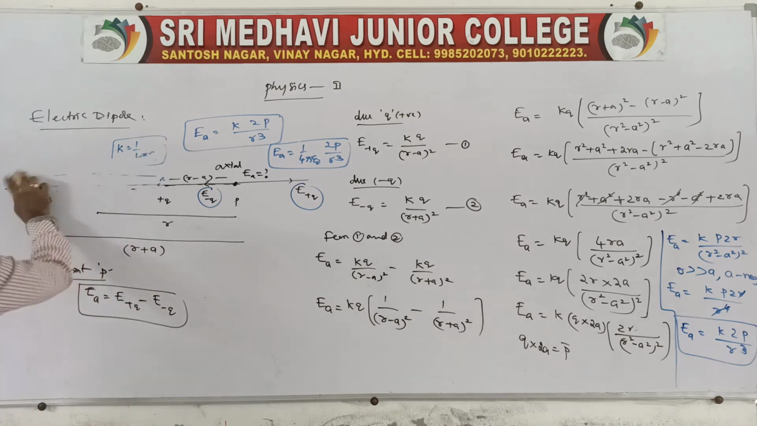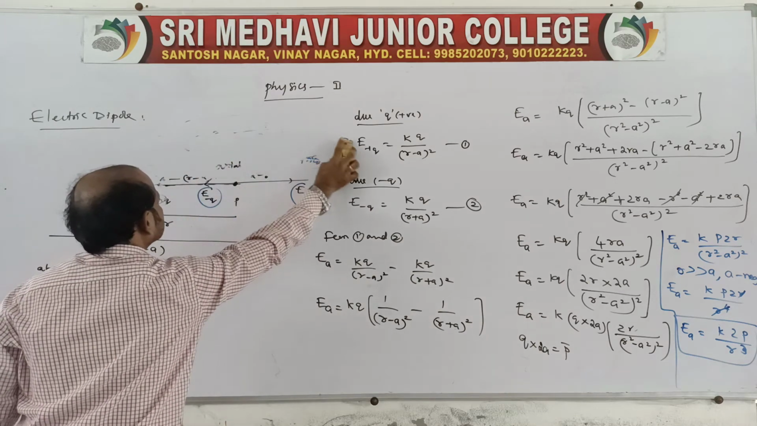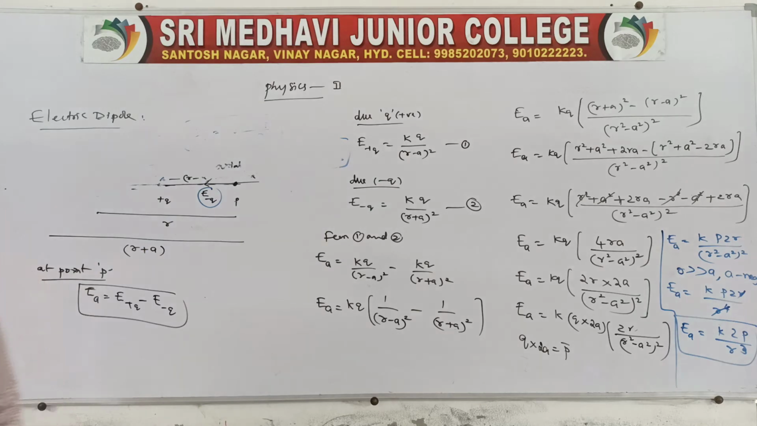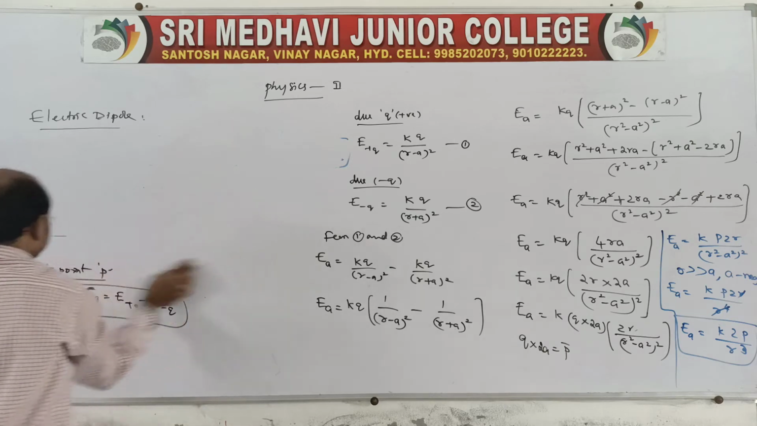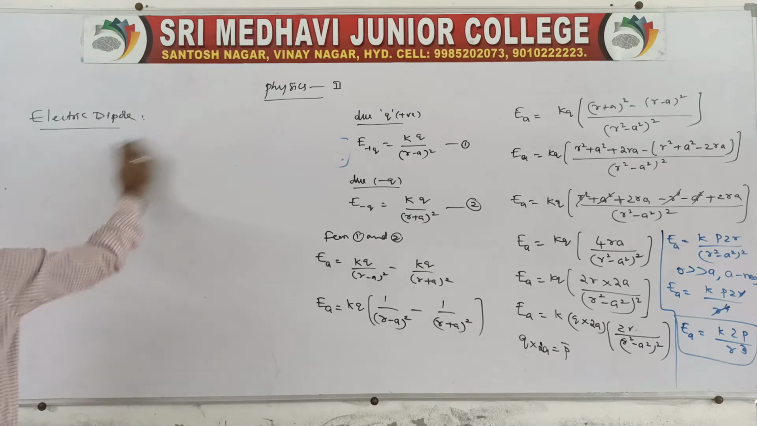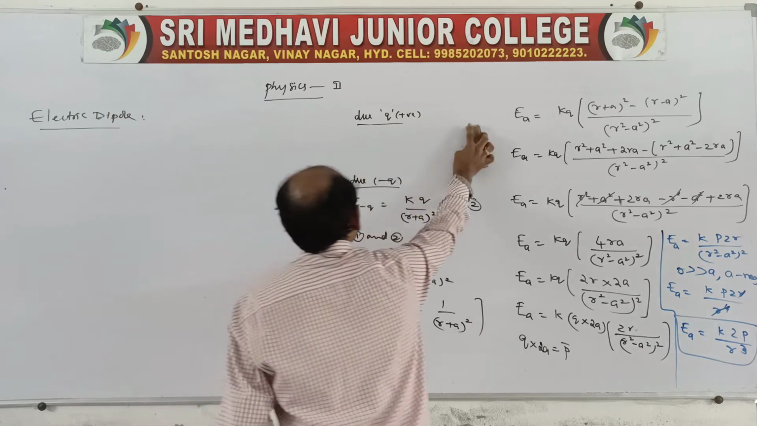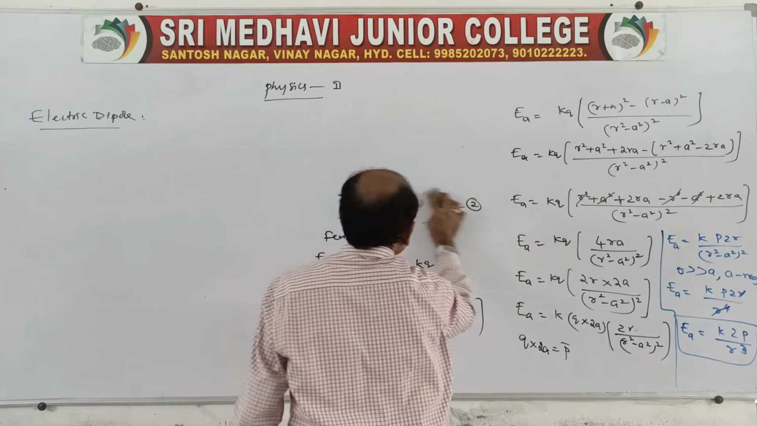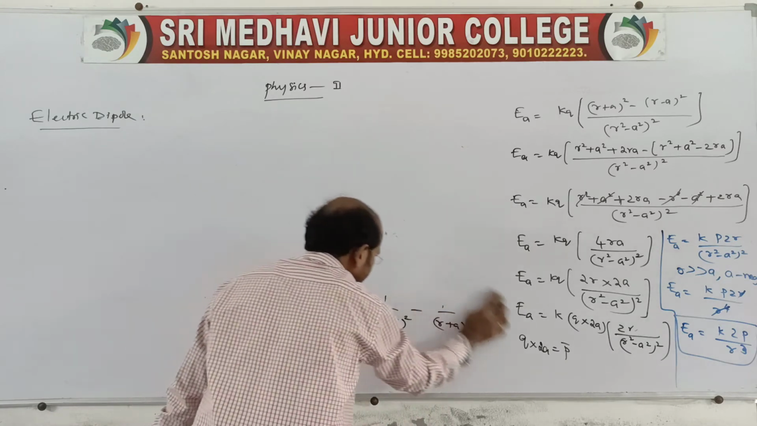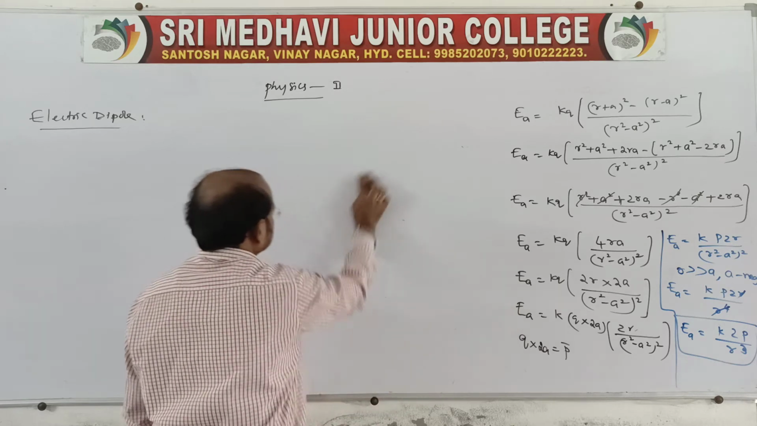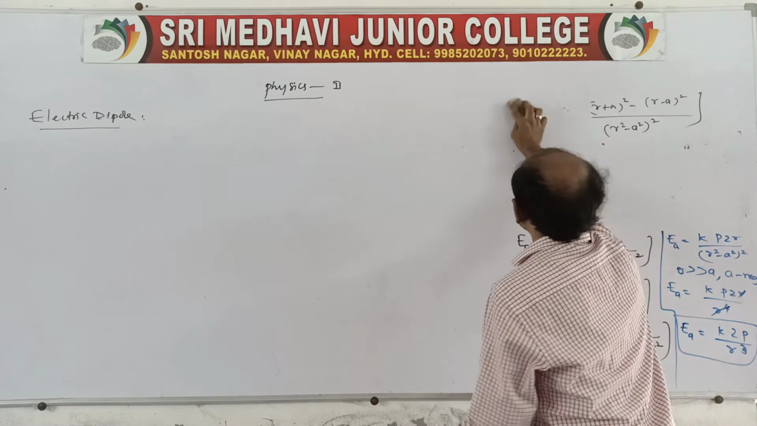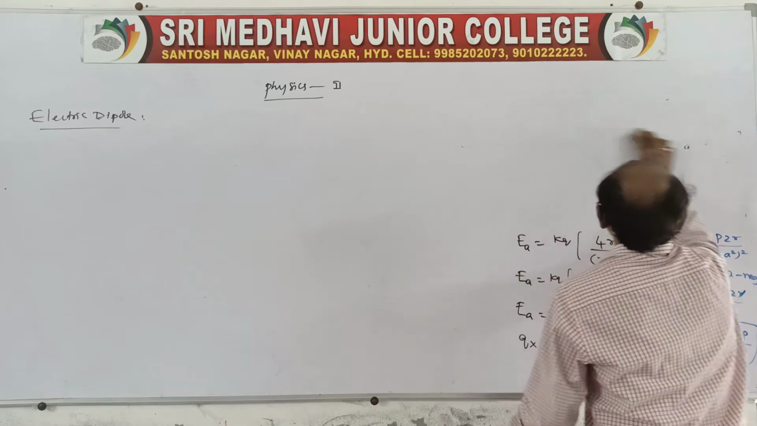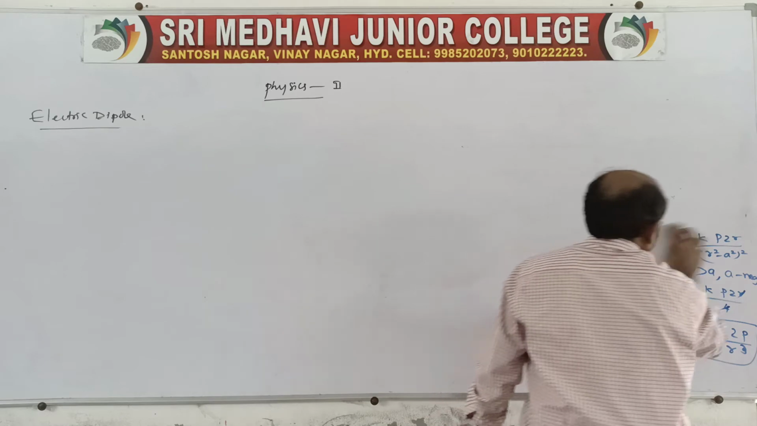Now let us consider the electric field intensity due to a dipole on the equatorial line. Find the electric field intensity on the equatorial line. The equatorial line is a straight line which passes through the center of the two charges and is perpendicular to its length. Perpendicular to its length is what we call the equatorial line.